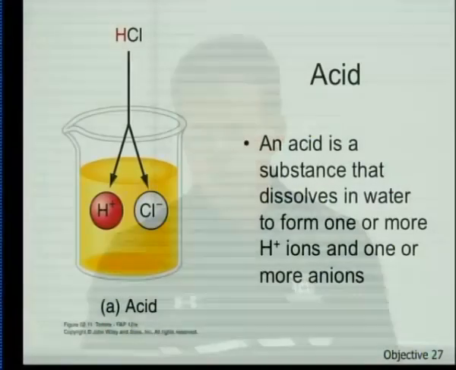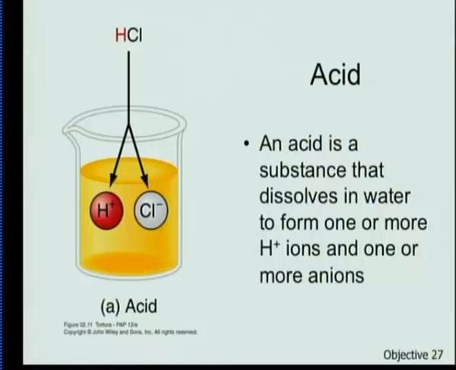So one of the first things we want to do is define, what's an acid? As you take a chemistry course, you're going to get a lot of different definitions of this, and we're going to try to make it as simple as possible, and also as simple as possible when we talk about bases. But an acid is a substance that, when dissolved in water, forms one or more hydrogen ions and then one or more corresponding anions.